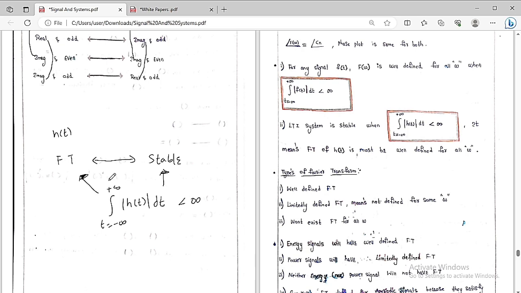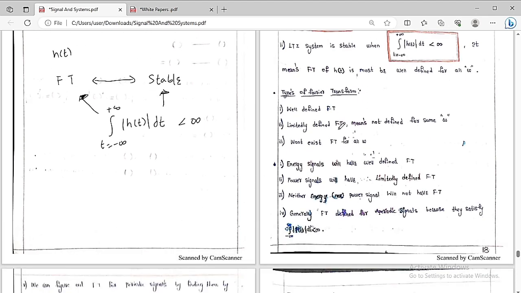So finally, suppose you take an LTI system. If you give it a delta of t, we get the impulse response h of t. Suppose it is absolutely integrable, then we can say the given system is perfectly stable. Also, the Fourier transform of this impulse response is going to exist, and it is defined for each and every value of omega. Hence, it is well defined.